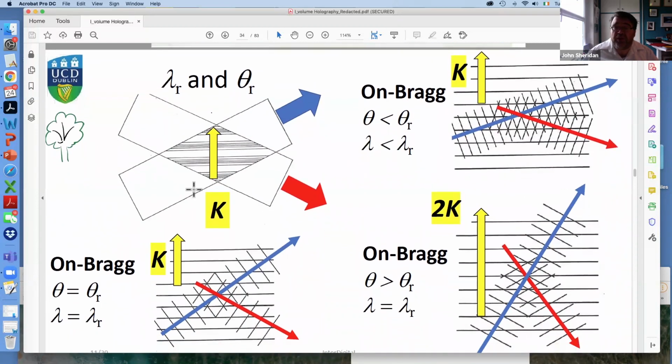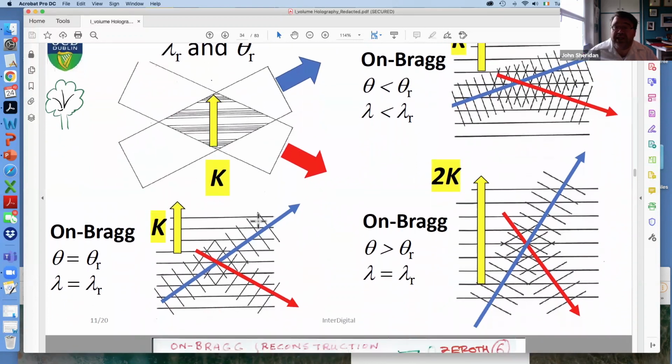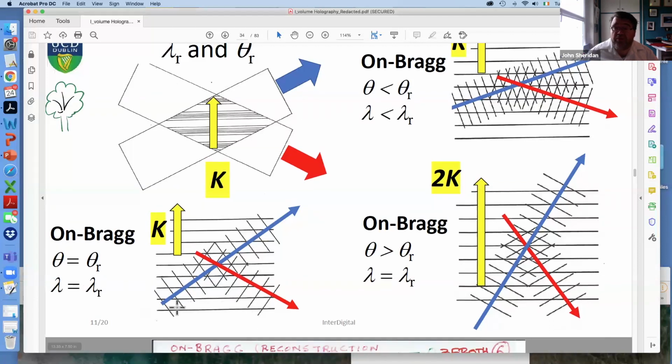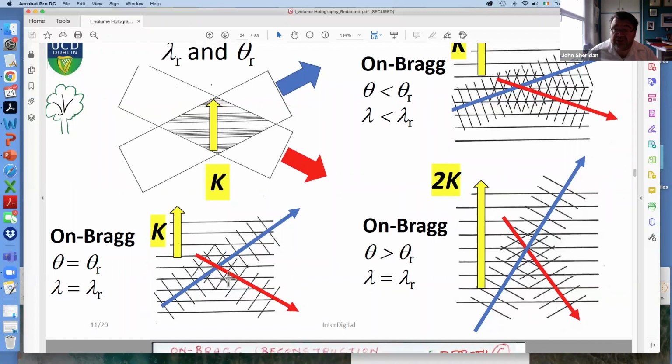Here we have our two beams interfering. We have our thin holographic material layer here, and we record our grating. We can take that grating, so the grating now is fixed. We've got the same K everywhere. And here we replay on Bragg. So we replay with one of these beams here, and we have our red beam reproducing our blue beam due to reflections at the boundaries.